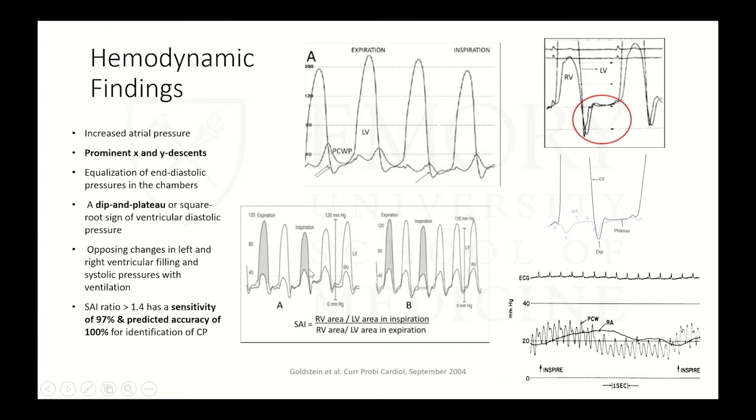And really what you look for here, you see that when the RV pressure is at its highest, there's a drop in the LV pressure. And when there's a high LV pressure, there's lower RV pressure. And really what you look at is the area, not so much the pressure. There's a formula of systolic area index where you have in the numerator RV area and LV area in inspiration, and in the denominator RV area and LV area in expiration. And that ratio of about 1.4 gives you pretty high sensitivity and accuracy in identification of constrictive pericarditis.